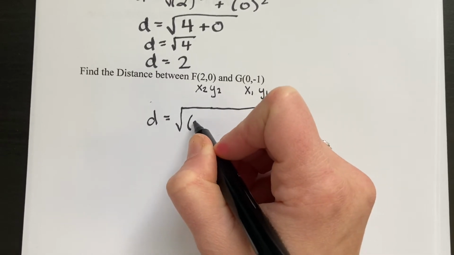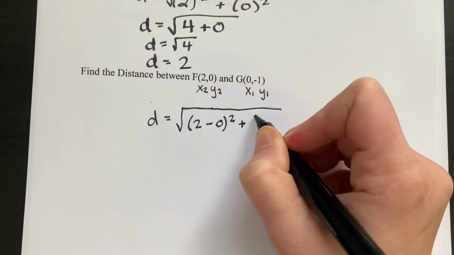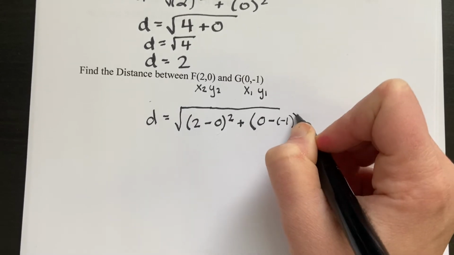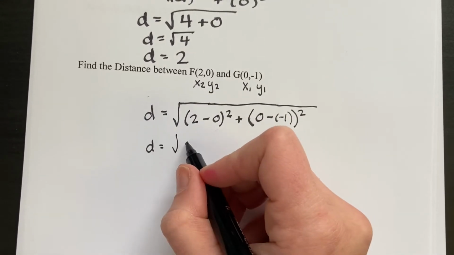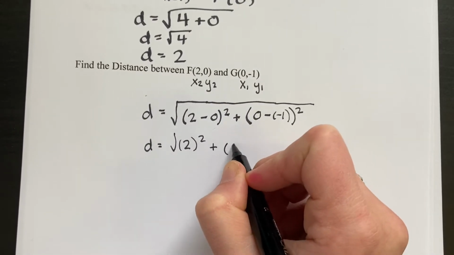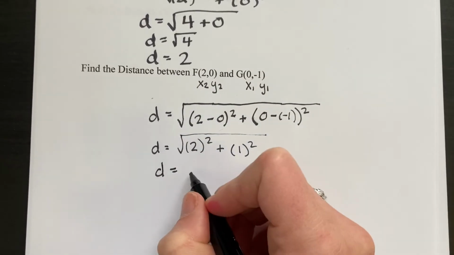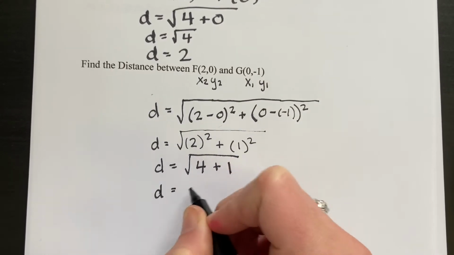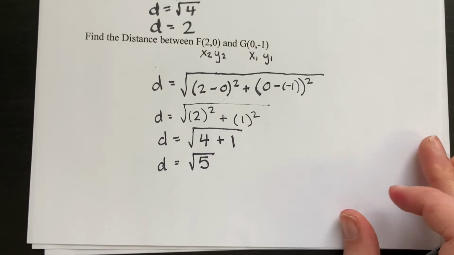of (x2, which is 2, minus x1, which is 0) squared, plus (y2 minus y1, so 0 minus negative 1) squared. So our distance equals the square root of 2 squared plus 0 minus negative 1, which is 1, squared. So we get distance equals the square root of 4 plus 1. So distance equals the square root of 5. And since the square root of 5 is an irrational number, we can just leave our answer like that.